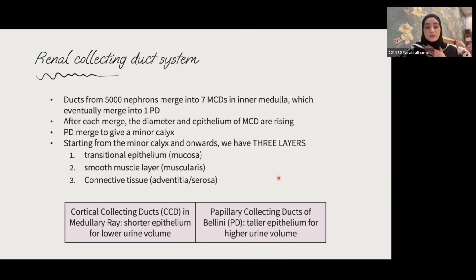or serosa. Okay, and someone asked me, how do we differentiate between the cortical collecting ducts, the medullary collecting ducts and the papillary collecting ducts? Are they the same? The cortical collecting ducts and the medullary rays of the cortex have shorter epithelium for lower urine volume. And then the papillary collecting ducts of Bellini have taller epithelium for higher urine volume. And when the cortical collecting ducts and the medullary ones merge, they form the papillary collecting ducts of Bellini.